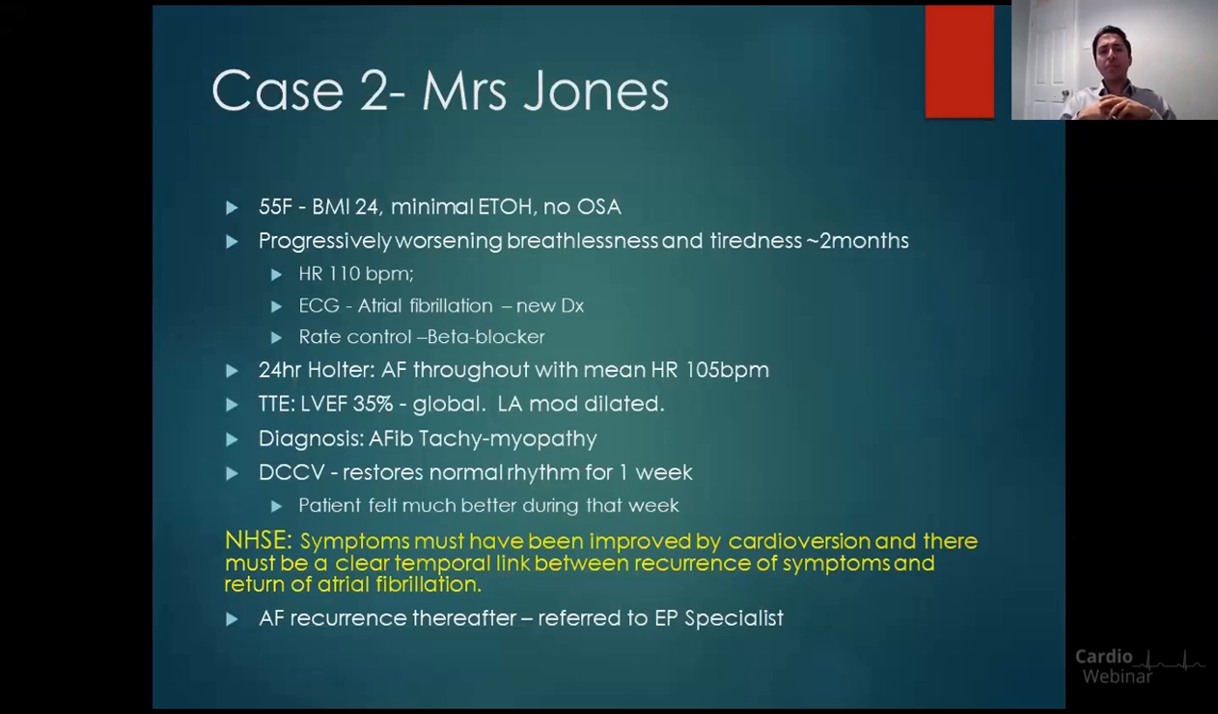So she goes to a GP, finds a heart rate of 110, has an ECG which confirms atrial fibrillation. This is a new diagnosis, and the GP gives her some anticoagulation and a rate control. Does a Holter monitor, which comes back very quickly, which shows a persistent heart rate of 105 beats per minute. And because she's breathless and unwell, he actually organizes a BNP and an echo. BNP's right up, organizes an echo, which shows globally impaired LV function and a moderately dilated left atrium.